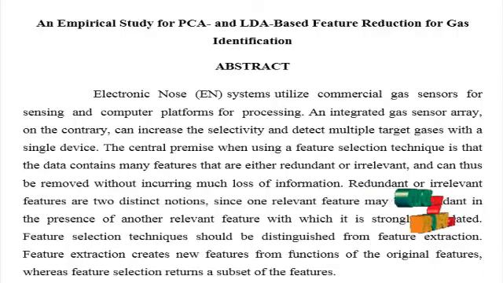Feature selection techniques should be distinguished from feature extraction. Feature extraction creates new features from functions of the original features, whereas feature selection returns a subset of the features. Here, principal component analysis and linear discriminant analysis features are used for performing the feature selection process.